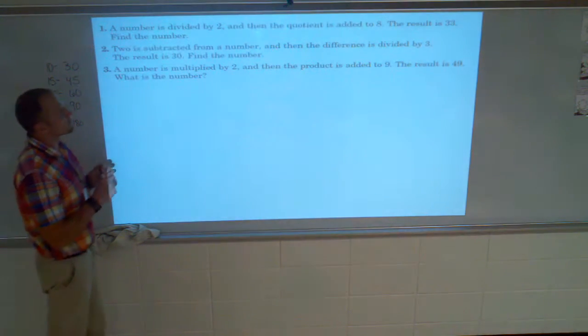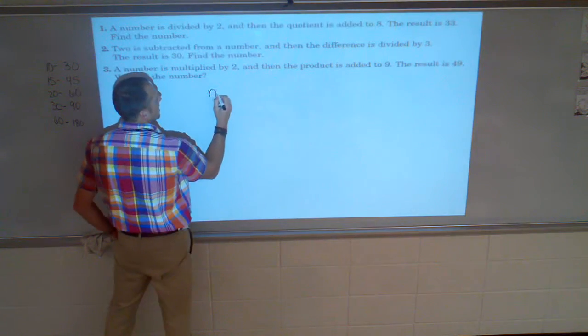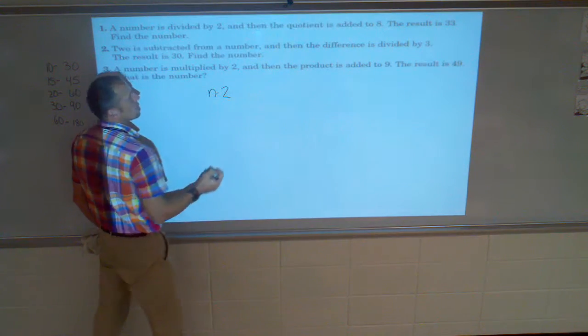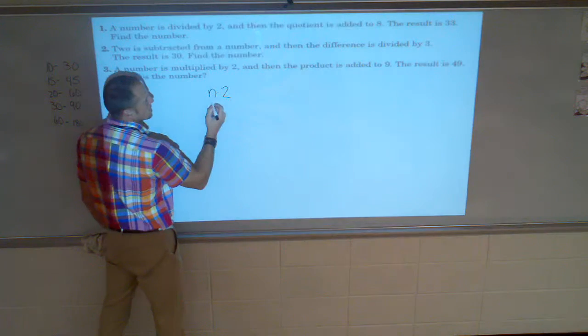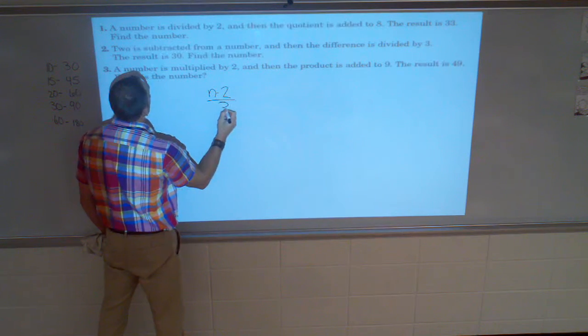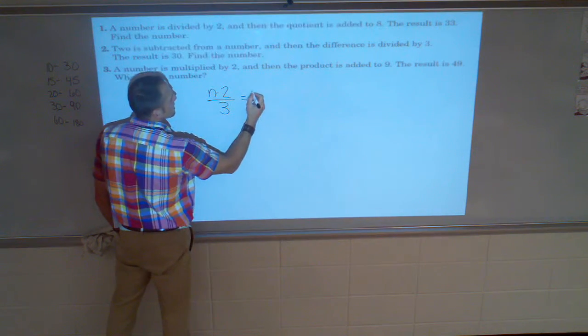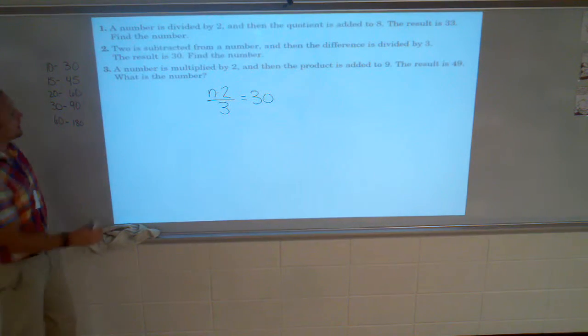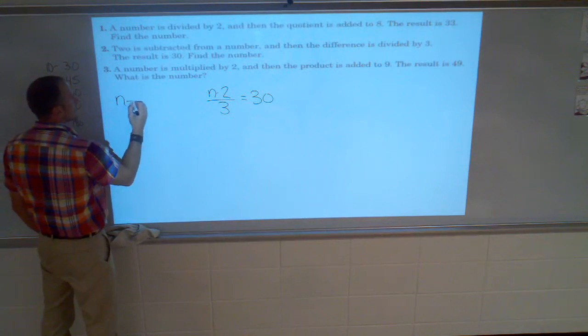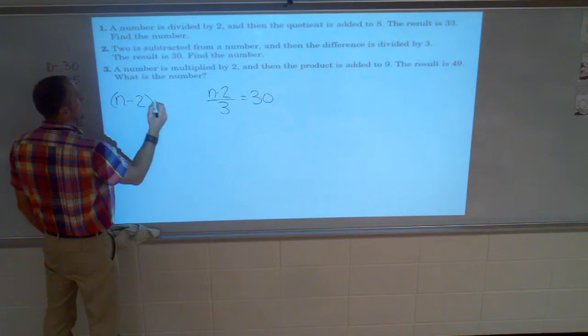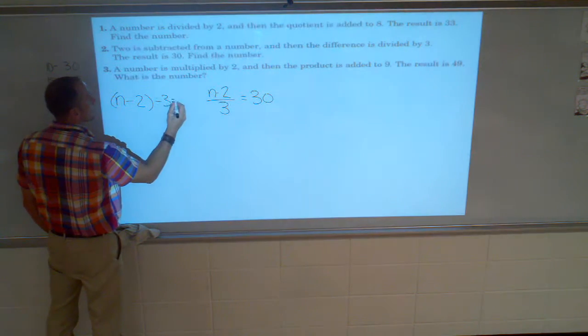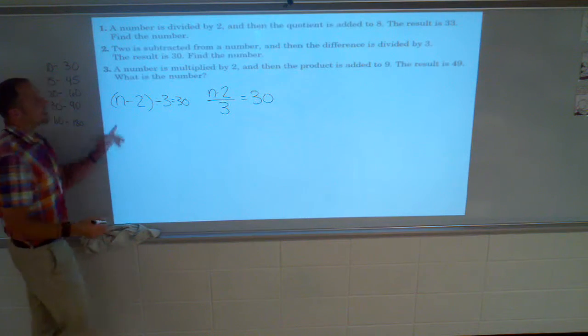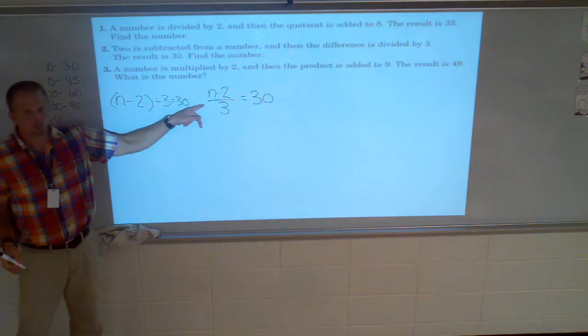2 is subtracted from a number. That means we have a number minus 2. And then the difference is divided by 3. The result is 30. That's the way that I would write it. Maybe you wrote it like this. Either one of these would be okay. This is the preferred way.